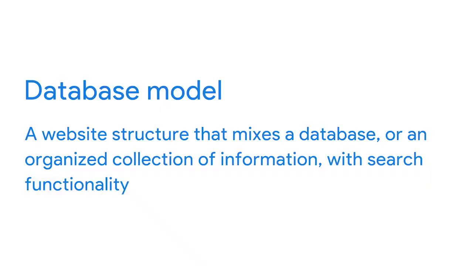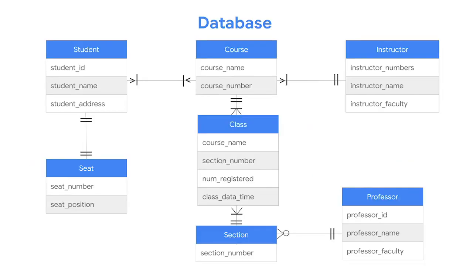Finally, we have the database model. The database model is a website structure that mixes a database, or an organized collection of information, with search functionality. A database model creates a dynamic experience for users that includes advanced filtering and search capabilities. Think about your favorite social media network. Most social media sites offer the ability to post content with tags, like a location that categorizes the content.